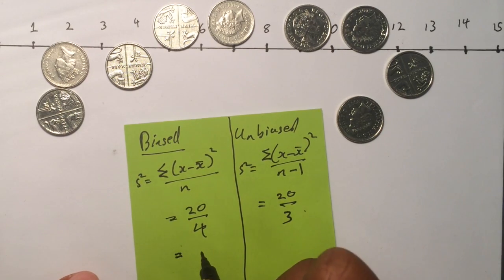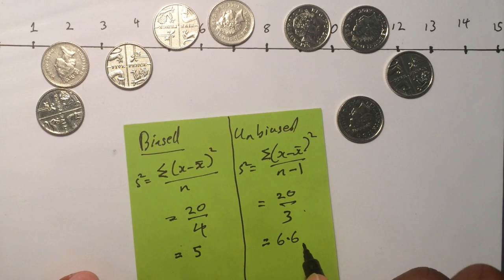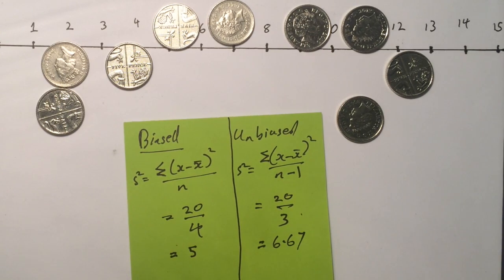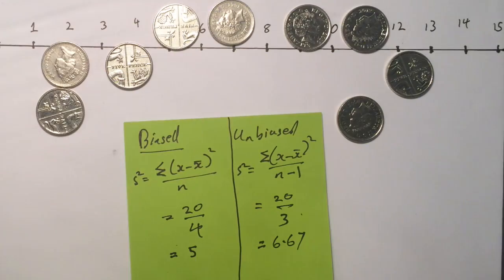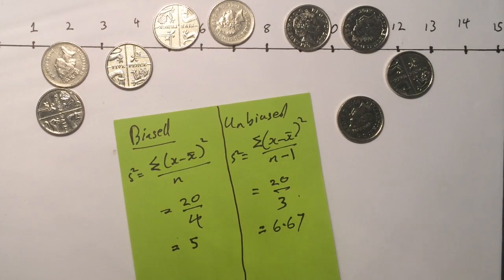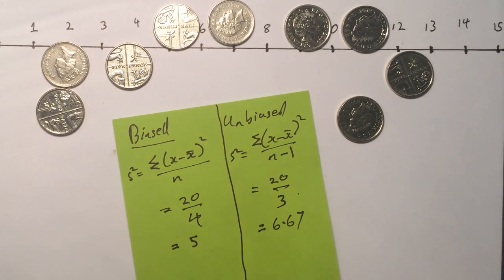So we get 5, and we get 6.67. There we go. Now this is still not really the same thing as 13.78, but it's closer to 13.78 than 5 is. In any case, that's the formula that you use, and generally when you're trying to calculate the variance or the standard deviation of a sample, this unbiased formula is the one that you should be looking at.